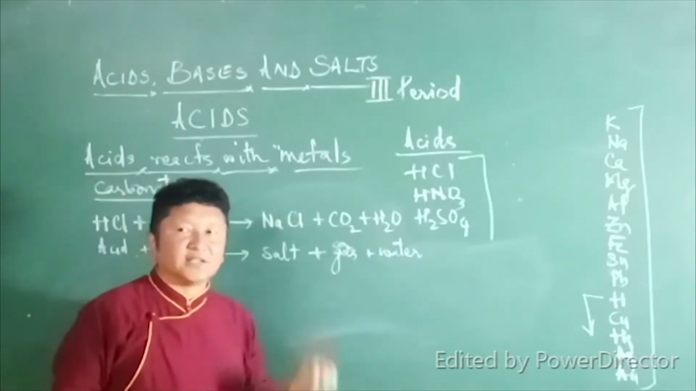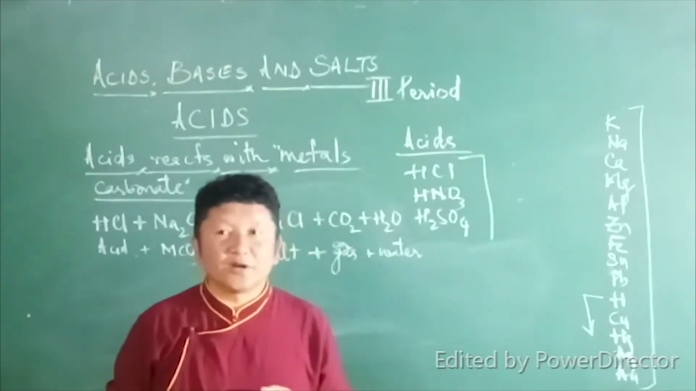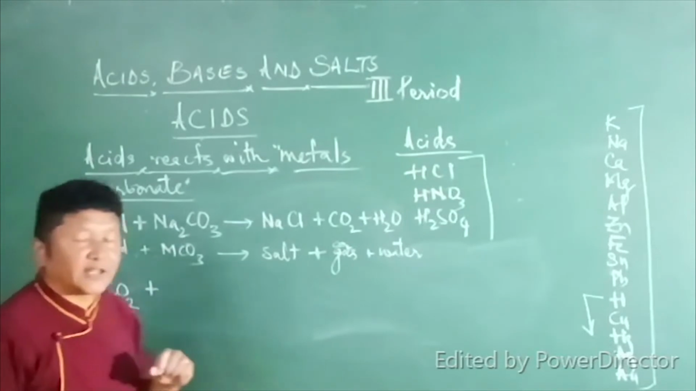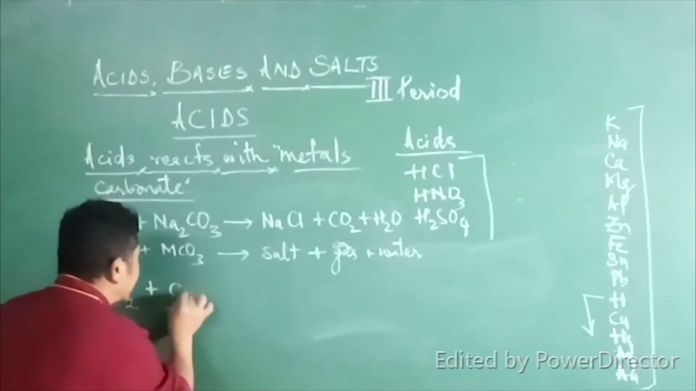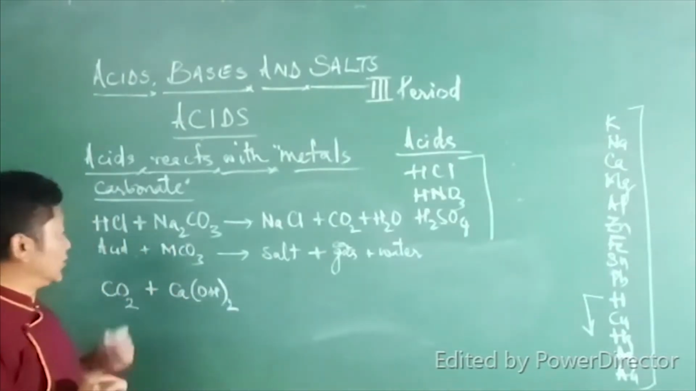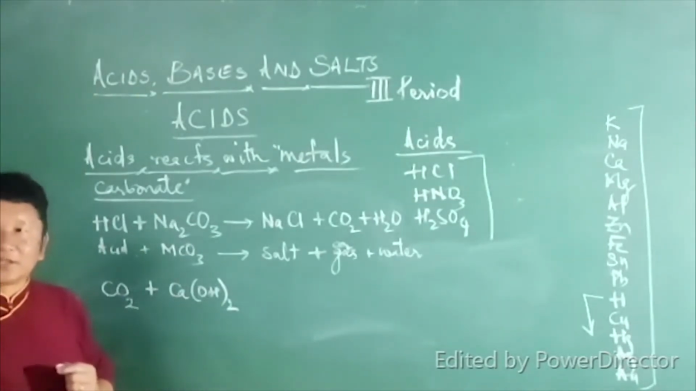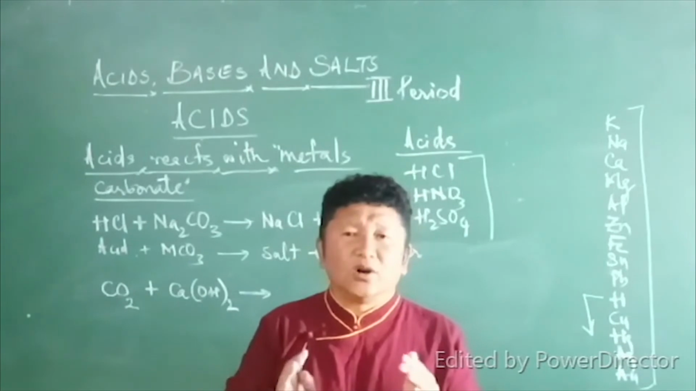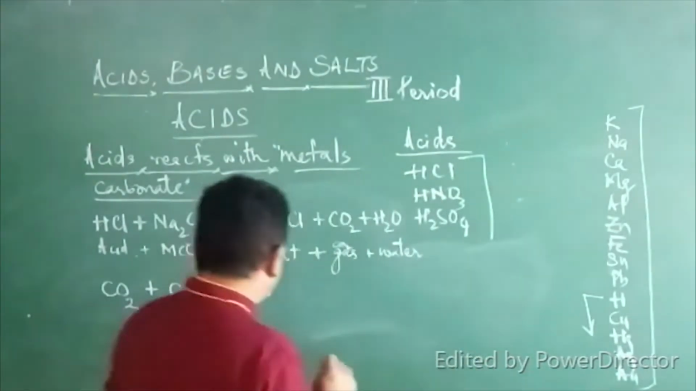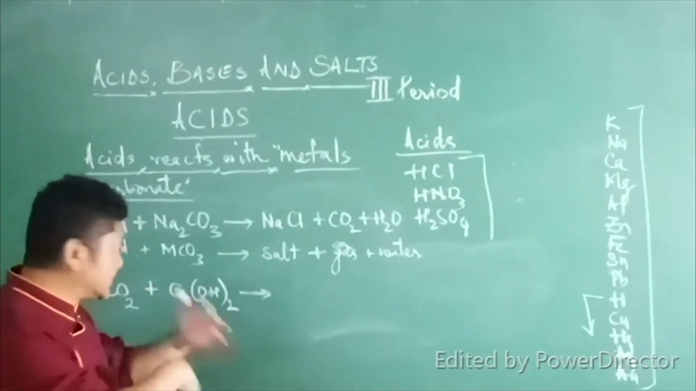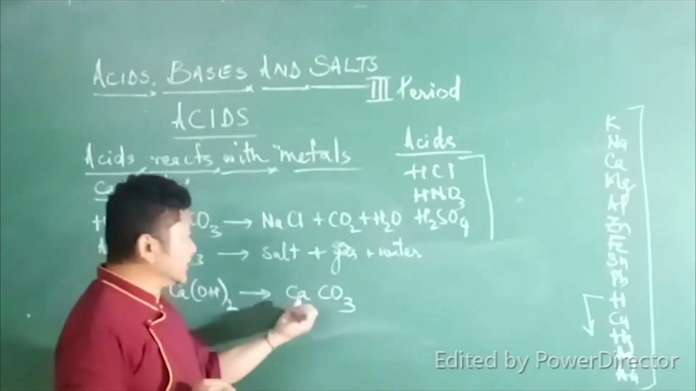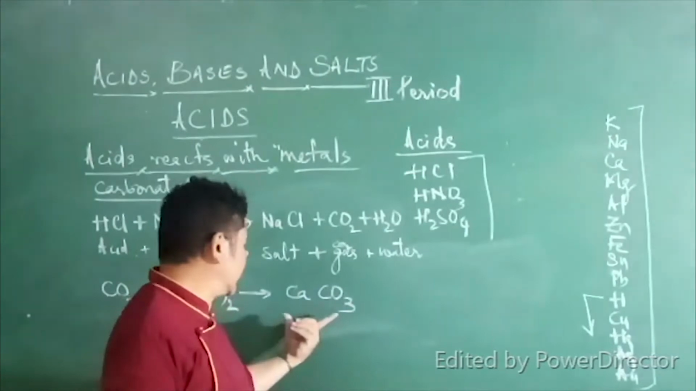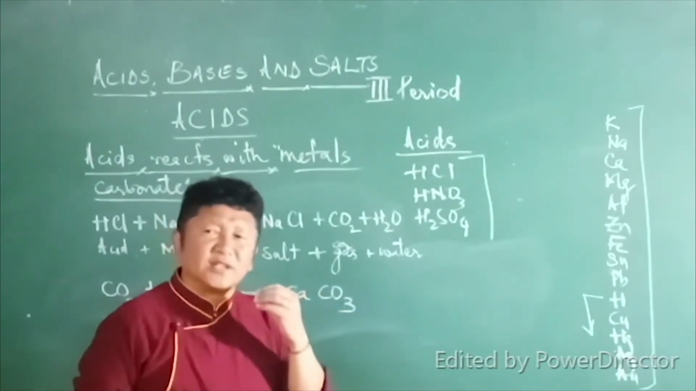How do you know that there is a presence of carbon dioxide gas? If you pass this carbon dioxide gas through lime water, which is calcium hydroxide, a colorless liquid like water, it gets converted into calcium carbonate. This is a precipitation reaction. Here, calcium carbonate gives a milky white color.